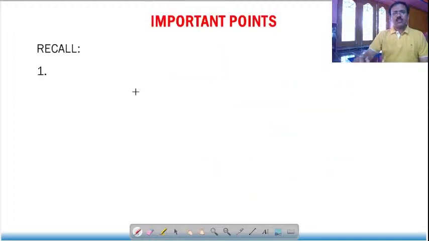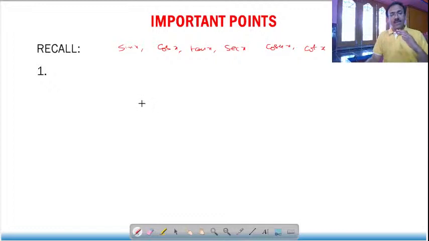Dear students, first let us recall some important points related to inverse trigonometry. Point number one, friends: the basic trigonometric functions sin x, cos x, tan x, secant x, cosecant x, and cot x are not bijections on their respective domains. So we restrict their domains and make them bijections, then we define their inverse trigonometric functions. You know the functioning of all these.